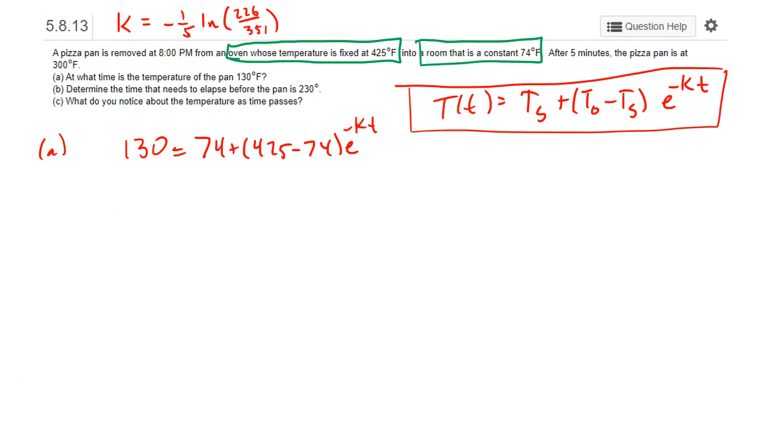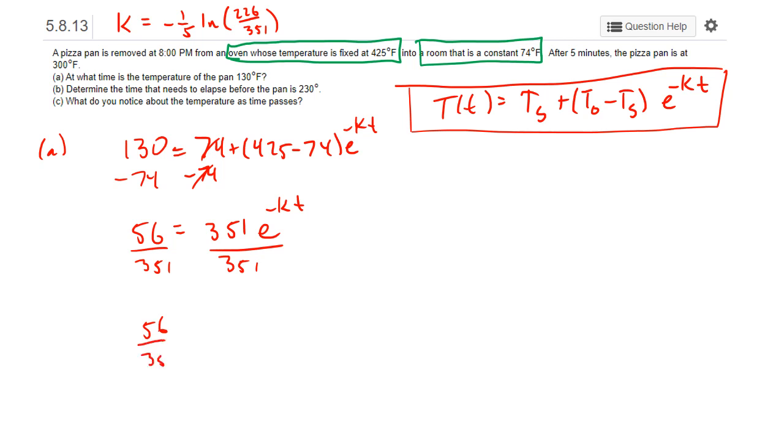Anyway, I subtract 74. That cancels that. 130 minus 74 is 56. So I want 56 to be equal to 351 times e to the minus kt, divide by 351. So 56 over 351 is e to the minus kt. Convert this to a natural log. e to the minus kt is equal to the natural log of 56 over 351.